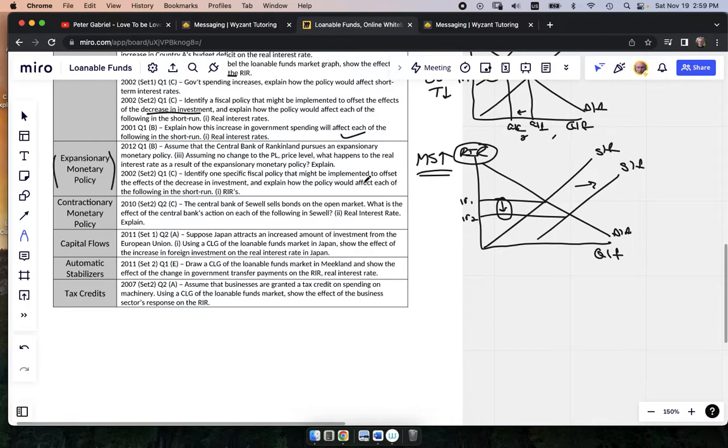Assume policy action aimed to offset the effects of a decrease in investment. Fiscal policy, this is in the wrong place. This is fiscal policy. That should not be here. No big deal. Contractionary monetary policy. The central bank of Seoul sells bonds. What effect of the central bank's action on the following?